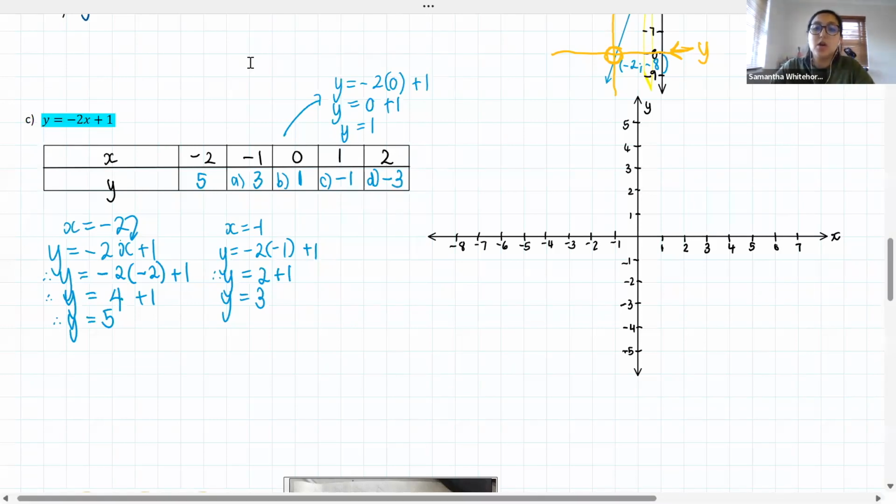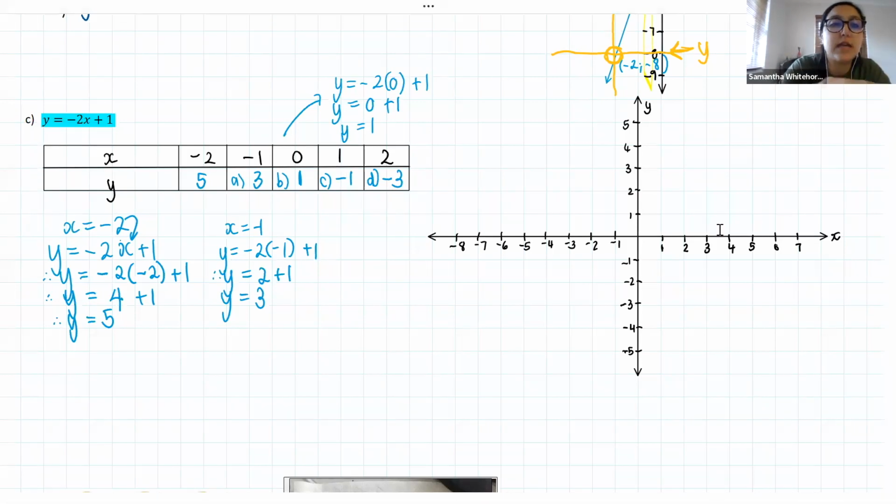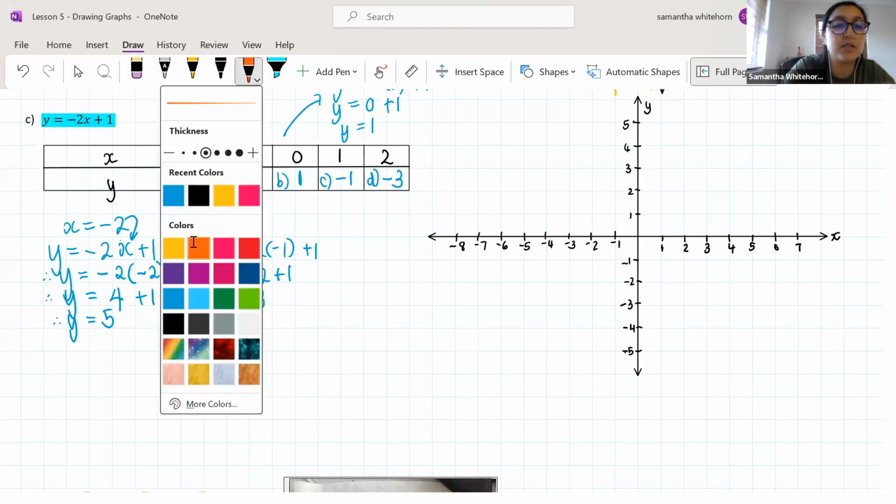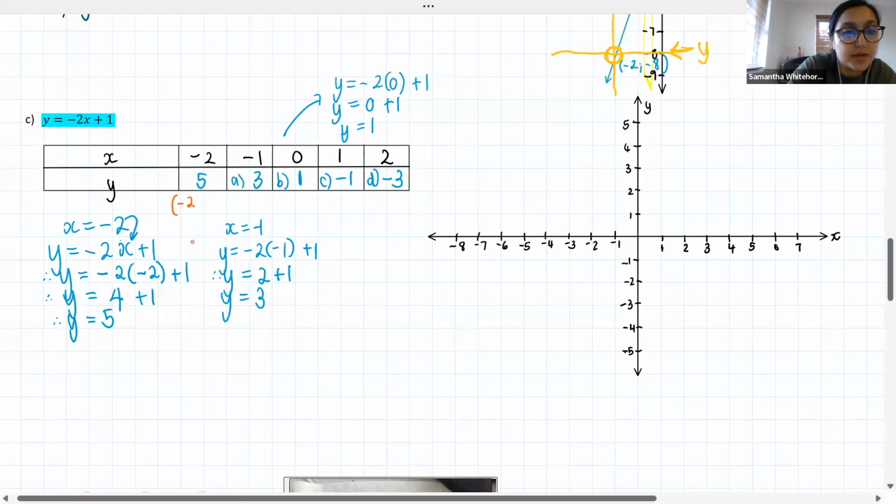Okay, so again, we've gotten our x and our y coordinates, and now we can plot our points. Let's just write down our coordinate pairs. It's quite useful to have those. So -2, 5. Remember, always x first, then y. -1, 3, 0, 1, 1, -1, 2, -3. Always x first, then y. That's never going to change.